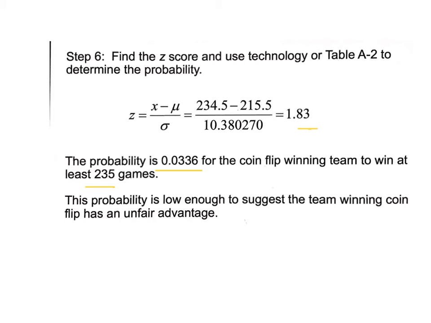And that's a very low probability or proportion. Because it's so low, it's below 0.05. That means it's statistically significant, don't forget, which means the team winning a coin flip does have an unfair advantage because so many teams win after winning that coin flip. So not really a fair way of doing overtime.